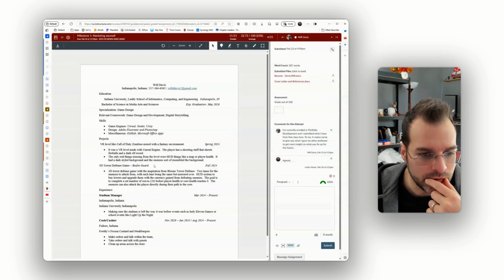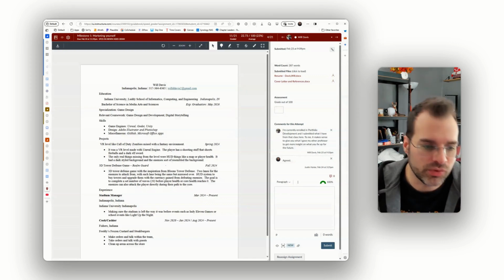Level like Call of Duty Zombies mixed with a fantasy environment. It was a VR level made with Unreal Engine. I feel like you're talking to somebody and it's not me, and I don't know who you're talking to. This is where verbs would be useful. A VR level with engine. The player has a shooting staff that shoots fireballs and a dark elf sword.